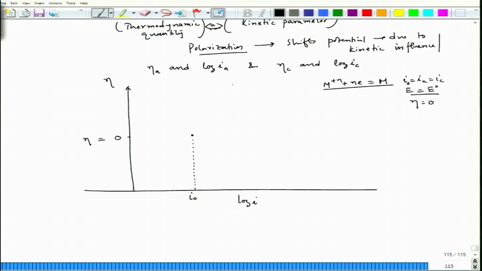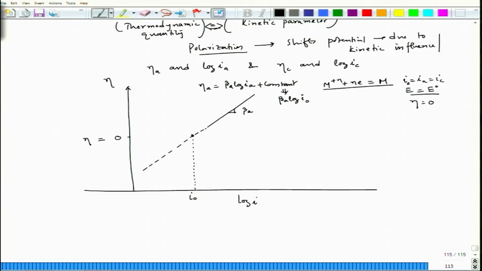Now, if I try to plot ηa equal to βa log Ia plus constant, that plot would be this, and if we extend this, it will go through this point, because at this point ηa goes to 0 also, because this term is nothing but βa log Ia and I0 log I0, and at this point I do not get any net current, rather I would remain at I0, and the slope is βa.